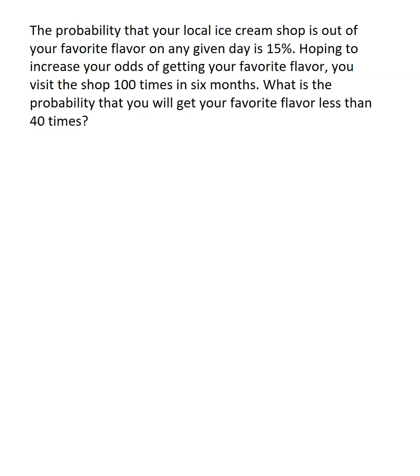All right, now we have, again, a binomial situation, right? Getting your favorite flavor or not. So if I think in terms of binomial, my n will be 100 because you repeated that trial 100 times. P is the probability of the shop going out of your flavor. That's the success here. Running out of your flavor is the success, which is 0.15.